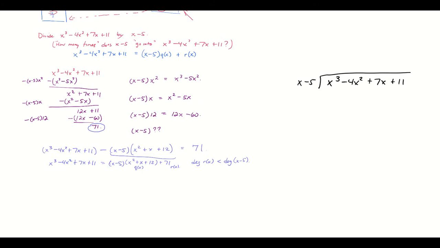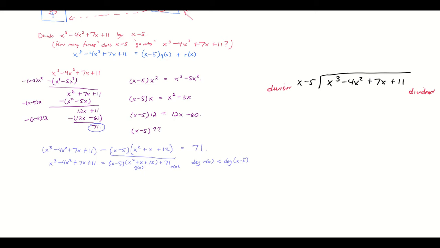By the way, the terminology here is the thing I divide by is called the divisor. The thing that I am dividing is called the dividend. Let me write those down. Divisor, dividend, because that's the thing to be divided. And then, of course, I'll have my quotient and remainder after I'm done with this process.